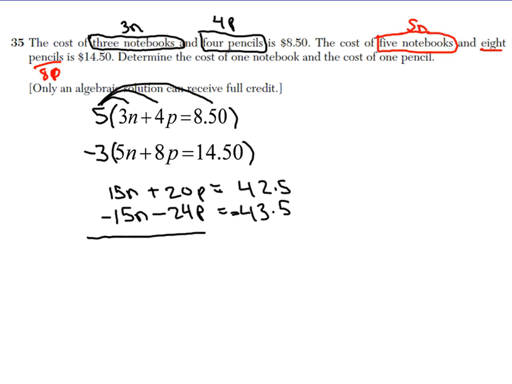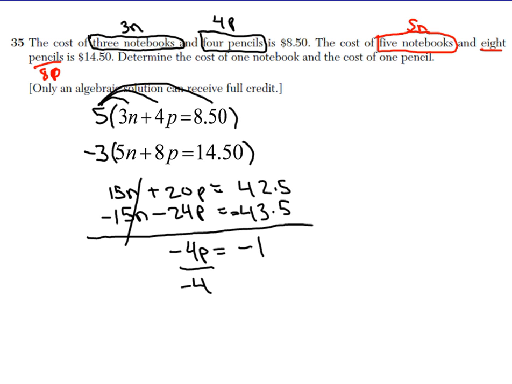Okay, now I can go ahead and eliminate one of the variables. You see what happened here? These 15n's are going to cancel out. The reason that happened is because of this multiplication I did here on the top. So we got 20p take away 24p. That's going to be negative 4p. We have 42.5 minus 43.5, and that's going to give us negative 1. It's just combining the terms here.